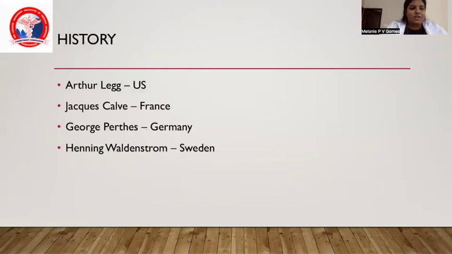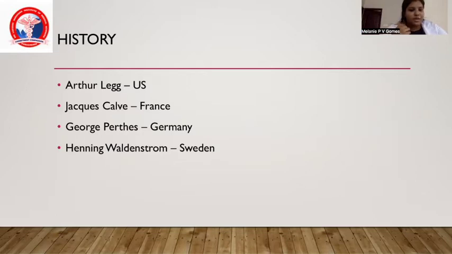It was first described by 4 individuals: Arthur Legg from the US, Jacques Calvé from France, Georg Perthes from Germany, and Henning Waldenström from Sweden. Legg described the prominent characteristics of the disorder, that is the age of onset, history of trauma, painless limp, minimal or no spasm, shortening of the affected limb. And Calvé noted that affected individuals have minimal atrophy of the leg and no palpable leg swelling.